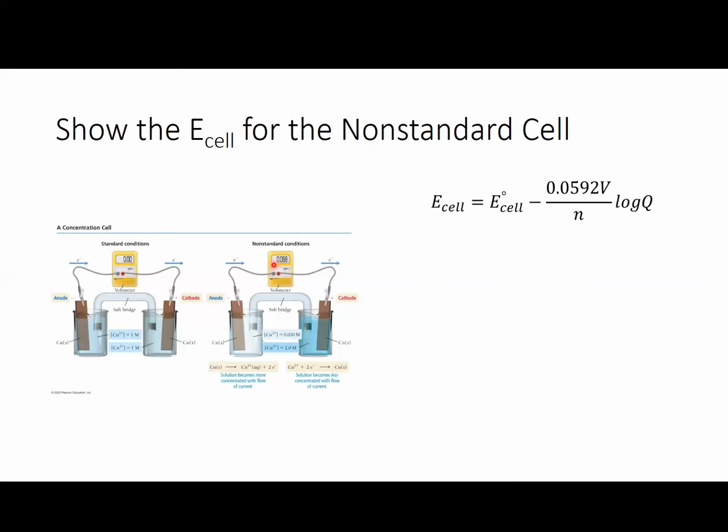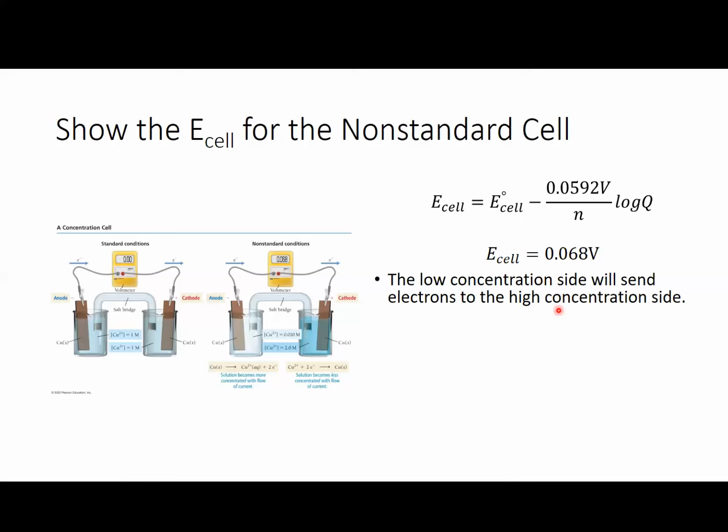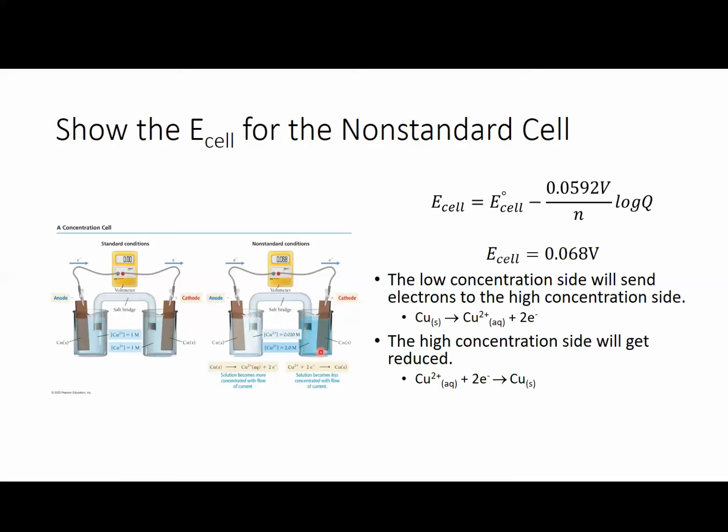So again, here we've got our Nernst equation, and that is the E cell, which means that the low concentration side is sending electrons to the high concentration side. It's spontaneous. So this reaction ends up taking place on this side, creating more copper ions. And then the high concentration side gets reduced because it's receiving electrons. So this is the reaction that's taking place. Copper ions are getting those electrons and turning into copper solid. And this will continue until they have the same concentration.